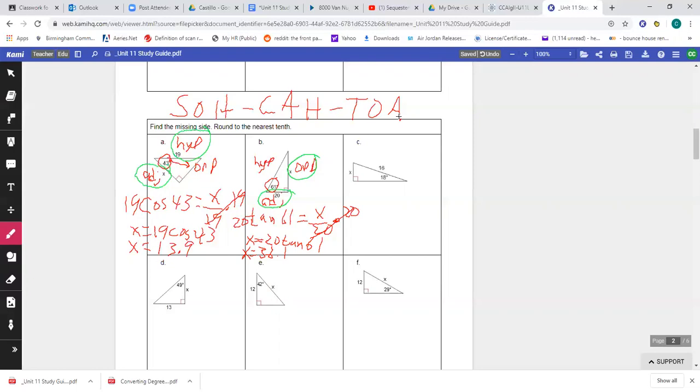Sohcahtoa is the way to remember your trig ratios. So Angel, pay attention here. Sine is the opposite side over the hypotenuse. Cosine is the adjacent side over the hypotenuse. And then tangent is the opposite over adjacent. So it's just a quick way to remember which goes over which. I think you might have missed this lesson when we did it. I'm not sure.